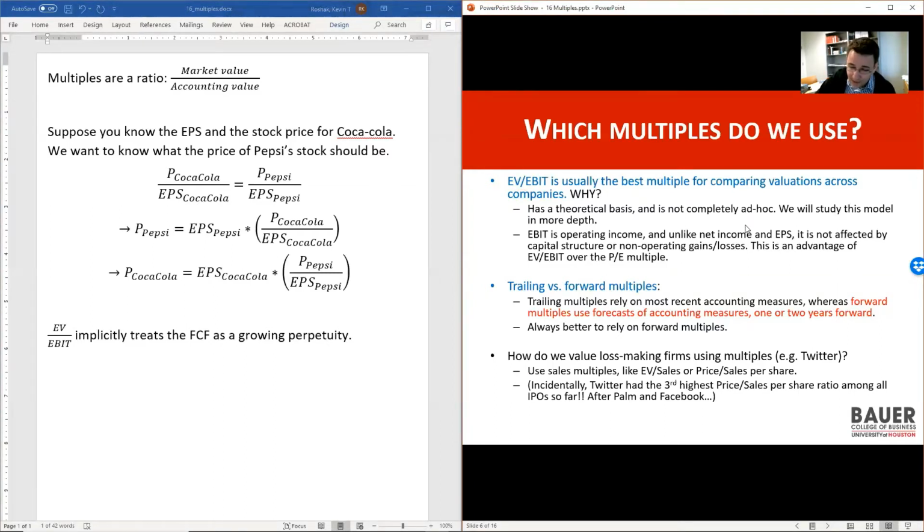So the answer is a little bit ad hoc. You just pick a different accounting number. You pick an accounting number that's not negative. So you pick something like sales.